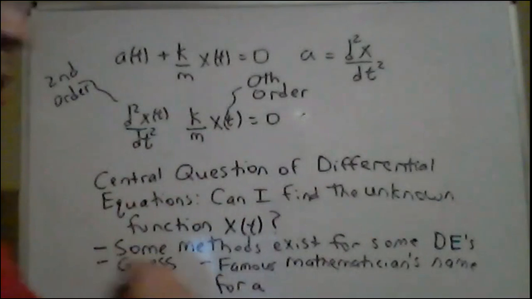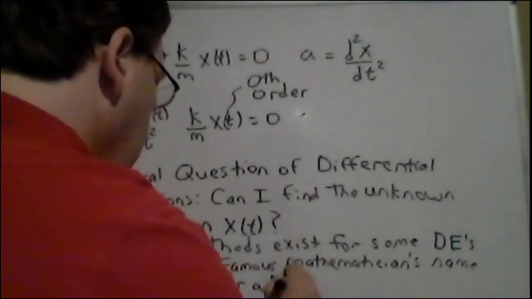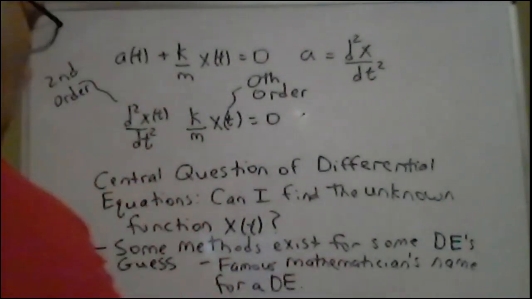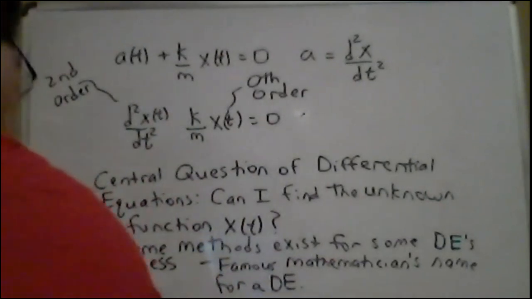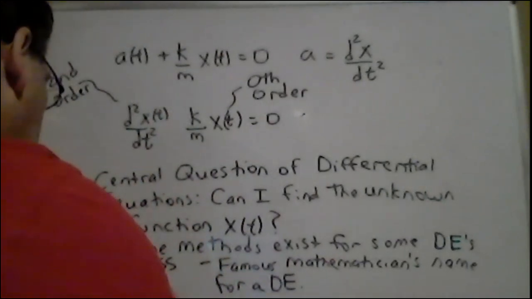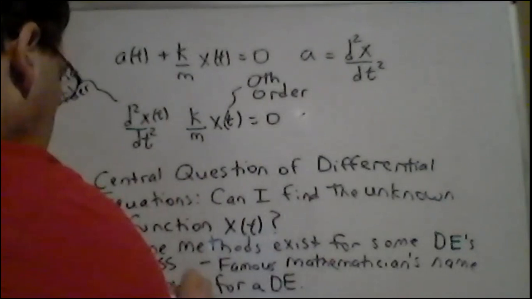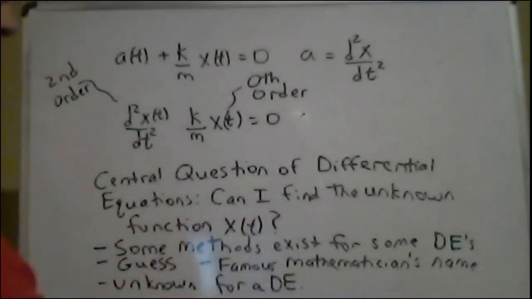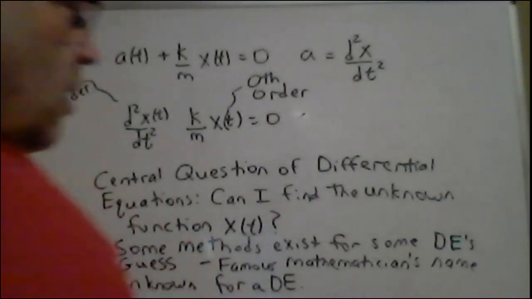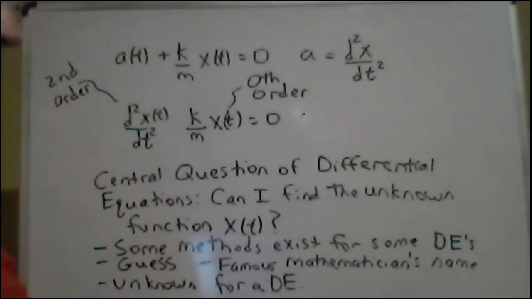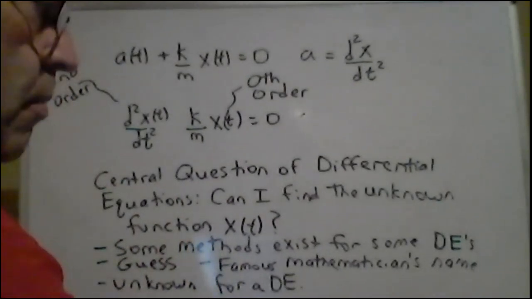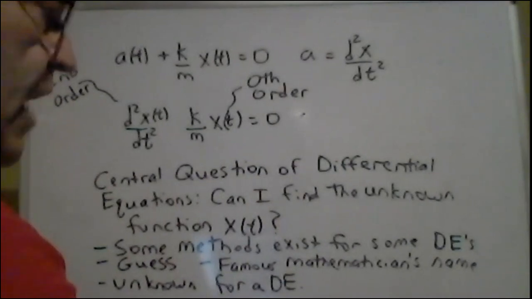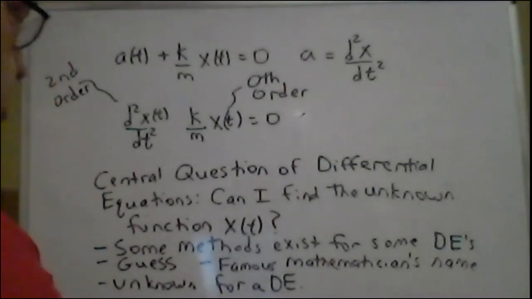That means the differential equation is hard. Some are unknown. For instance, there's a differential equation called the Navier-Stokes equation. The Navier-Stokes equation is basically what governs turbulence. There is no known solution to that equation. If you could find a solution, you would solve turbulence.